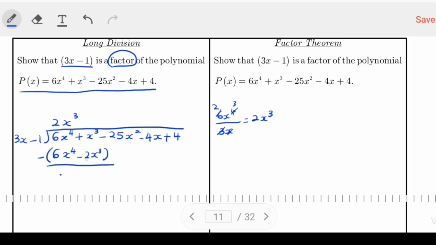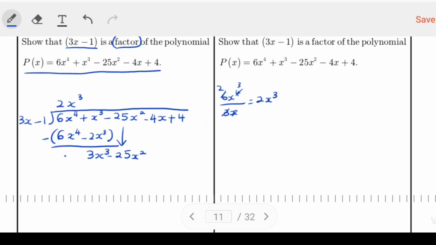X cubed minus 2x cubed, we're going to get 3x cubed. Bring down negative 25x squared. So to get 3x cubed, 3x cubed divided by 3x, we know that we have to multiply by x squared. So put x squared on top. X squared multiplied by 3x, we're going to get 3x cubed.